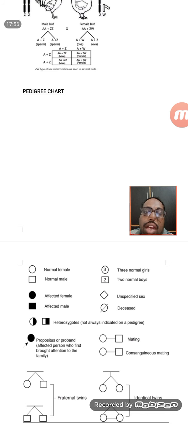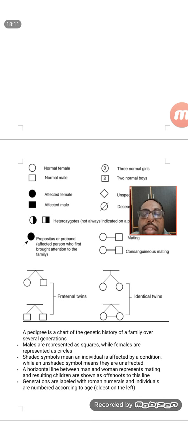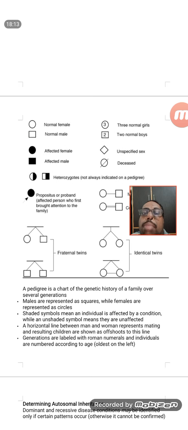And this pedigree chart is very helpful for seeing whether a person is carrying different types of genes for some diseases and some characters. So these are the symbols used inside this pedigree chart. It is possible to write the name, but it will take a lot of space, so they have noted it like this.